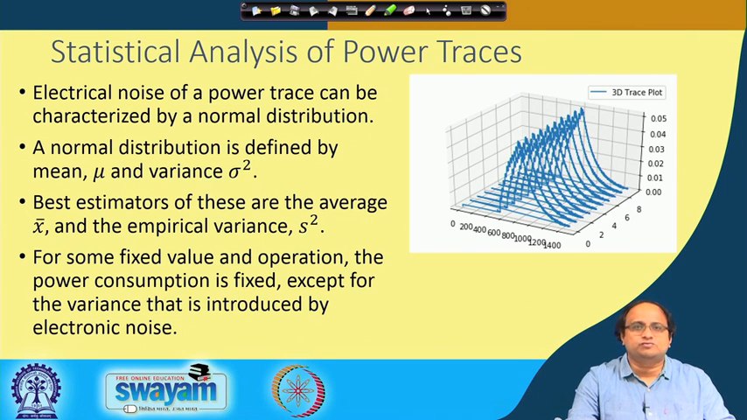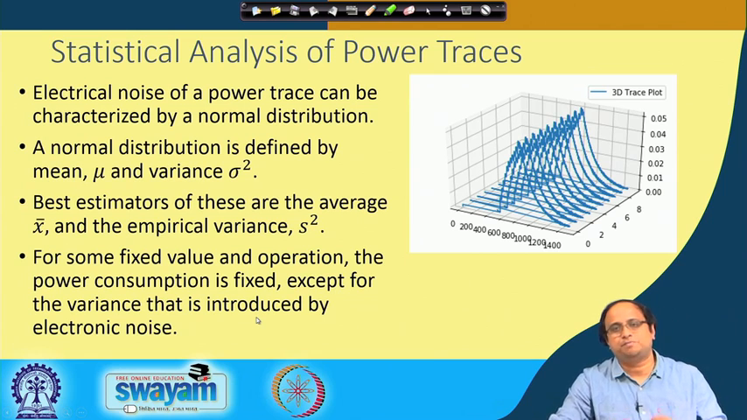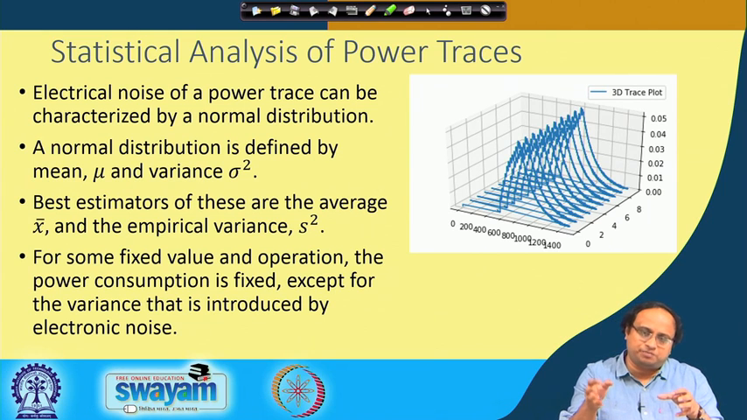Now, for a fixed operation, the power consumption is fixed except for the variance that is introduced by the electrical noise. Therefore, when I keep my plain text and my input key the same, I would expect that the real signal, that means the power consumed due to the actual processing of information, is a constant. Whereas the electrical noise develops the variation. The variation is coming because of the noise.